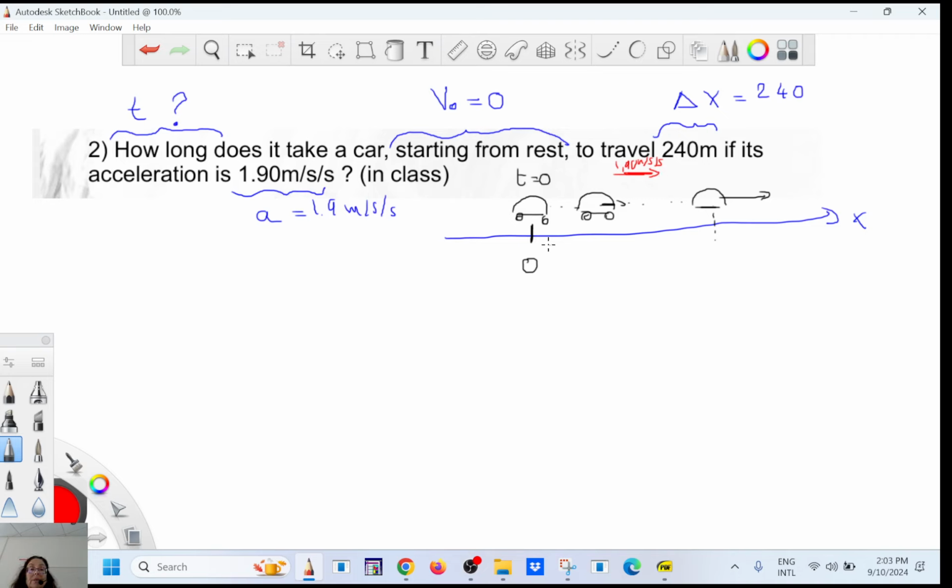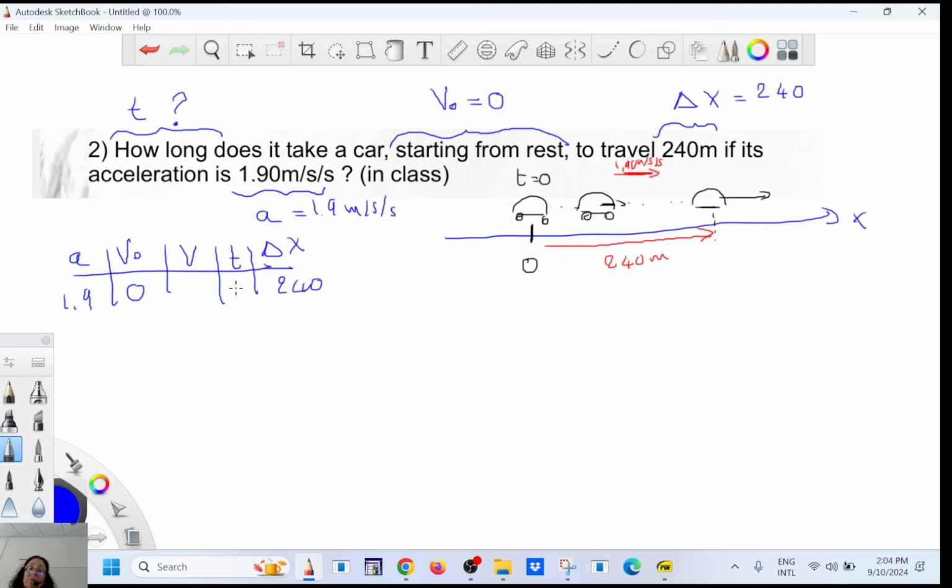What else do we know? We have the displacement here, 240 meters, from point A to point B. Once you have done that, you look at your equation and you try to find the right equation. So acceleration 1.9, initial velocity is 0, you have V, the time elapsed, delta x equals 240. I'm going to put a question mark here, and here.